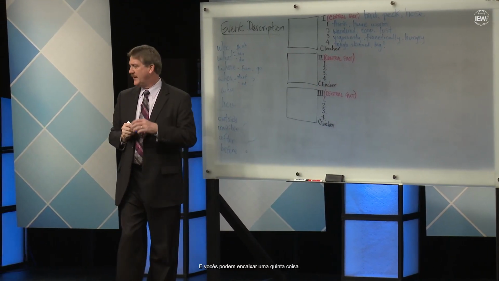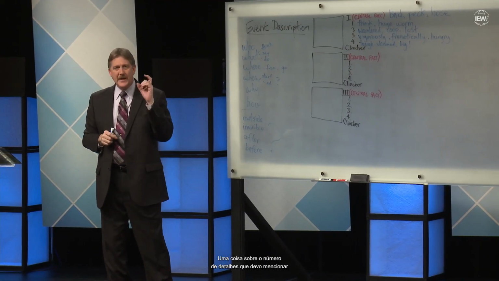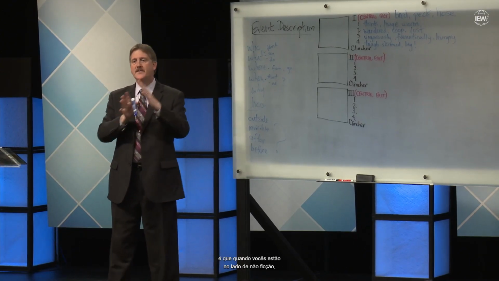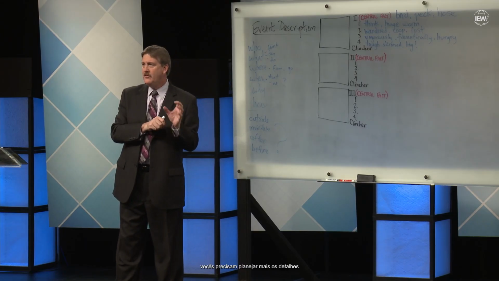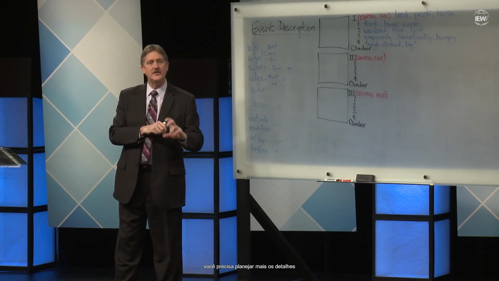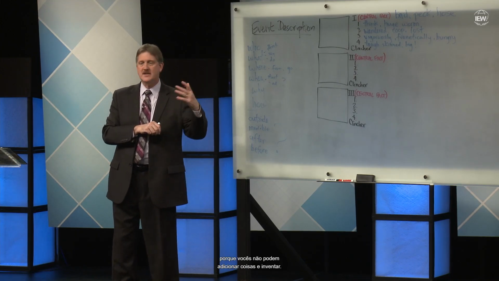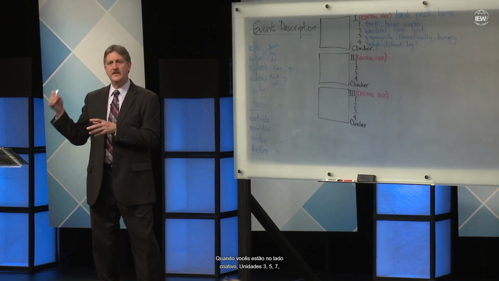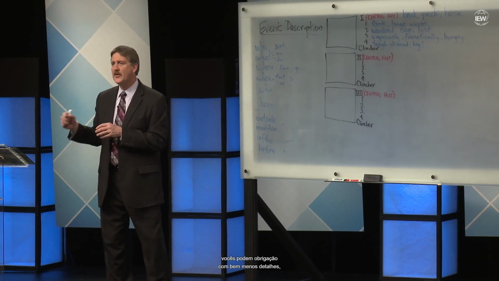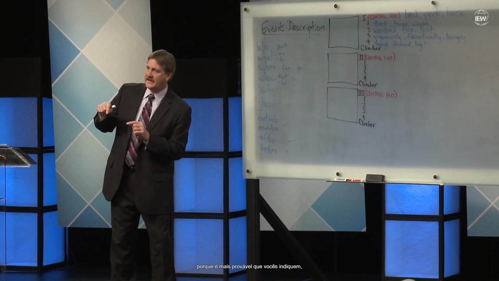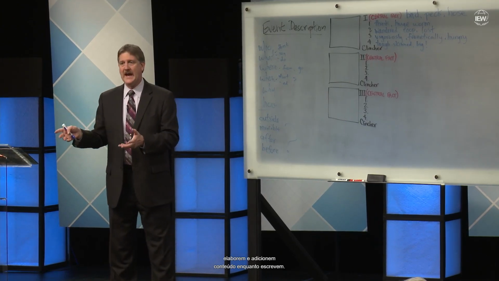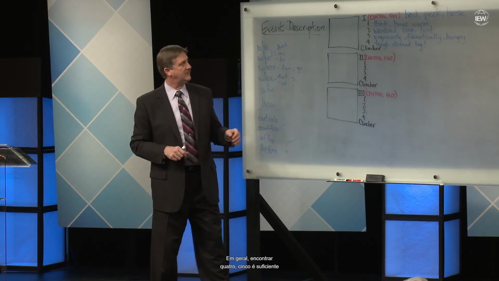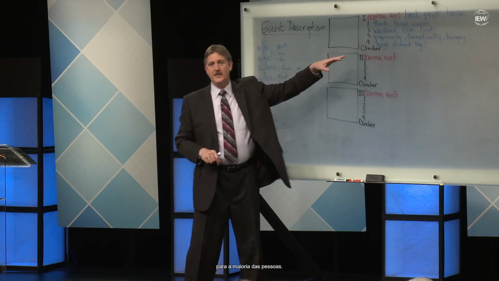Okay, and you might squeeze in a fifth thing. One thing about the number of details I'll mention is that when you're on the nonfiction side, Units 4, 6, 8, you need more details planned out because you can't just add stuff in and make it up. You have to be kind of obedient to the facts. When you're on the creative side, Units 3, 5, 7, you can get by with far fewer details because you're more likely to embellish and elaborate and add in content as you go. So generally I find that 4 or 5 is plenty for most people.